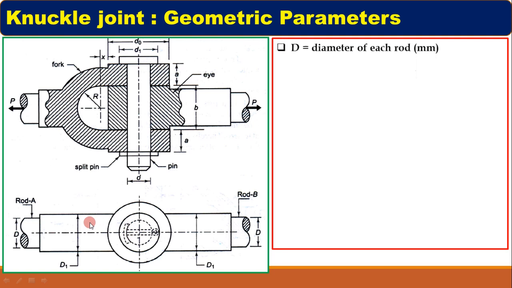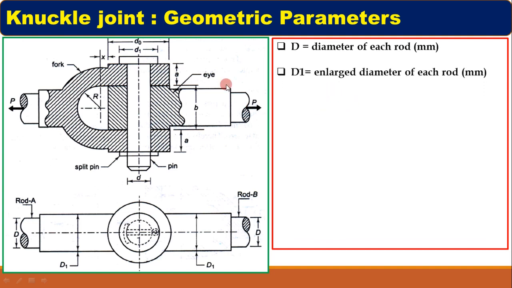So let us start first with D, capital D. Capital D is the diameter of each rod. That means this right side rod and left side rod, these are the two rods, rod A and rod B, and its diameter is capital D. So this is the diameter of rod which are to be connected using this knuckle joint, and these rods are nothing but the leftmost part and rightmost part in this picture.